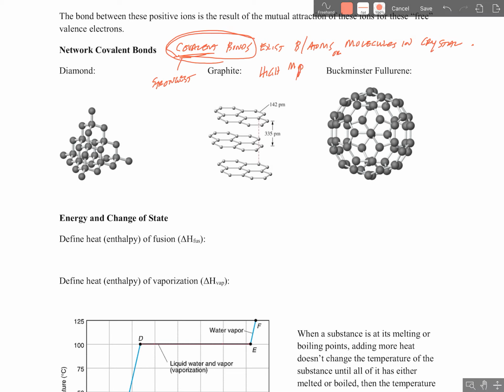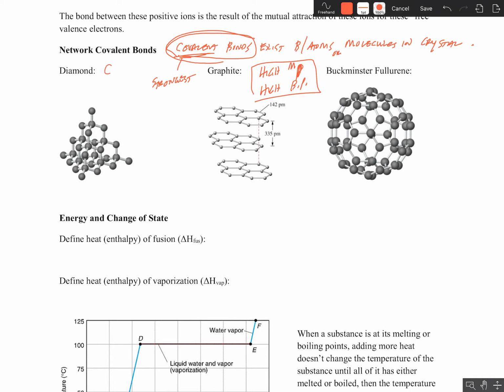It should be high melting points and very, very high boiling points, because their particles are so strongly attracted to each other, because they're literally attracted to each other by covalent bonds.